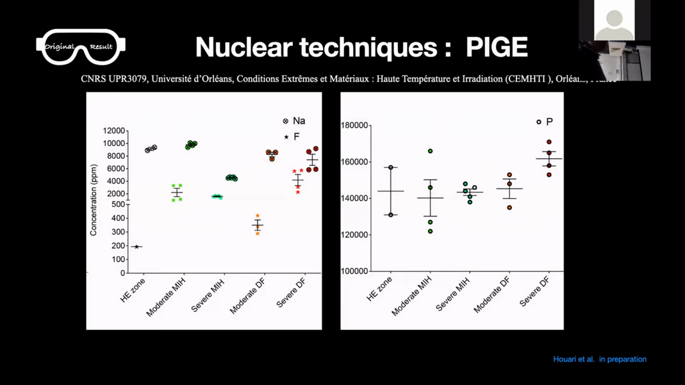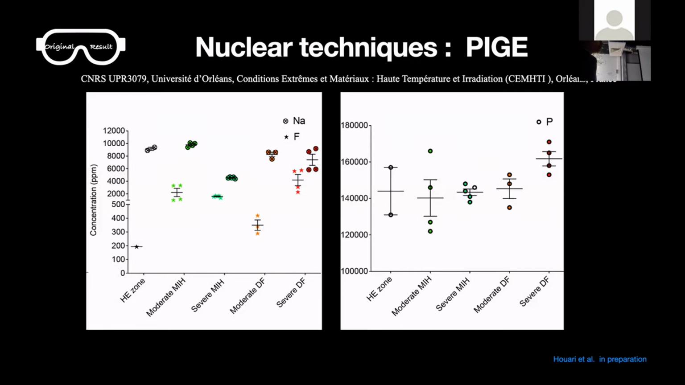Thanks to the gamma emission, we can quantify light elements, typically like fluoride, because fluorine is a very light element, so it's somehow difficult to quantify. Thanks to these techniques, we found the issue. Interestingly, we found that fluoride was present, and not in a small amount, in MIH lesions. So clearly MIH is not due to an accumulation of fluoride, but in the end, we found a high level of fluoride in the surface of MIH lesions, at the same level of, for example, dental fluorosis.